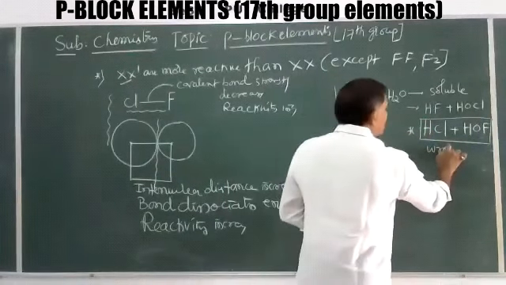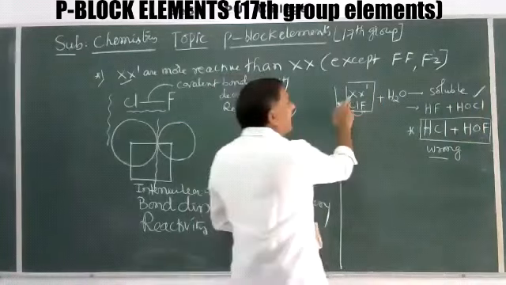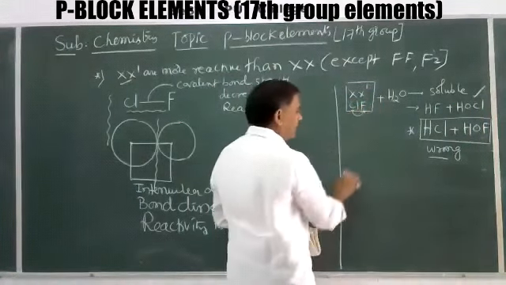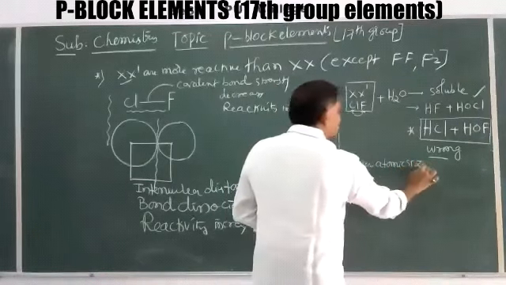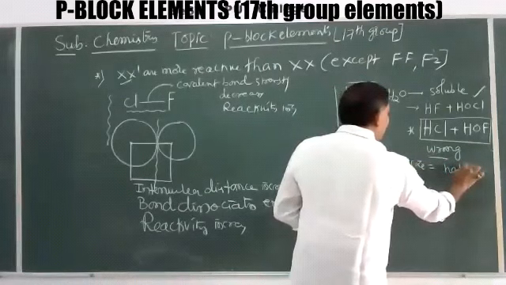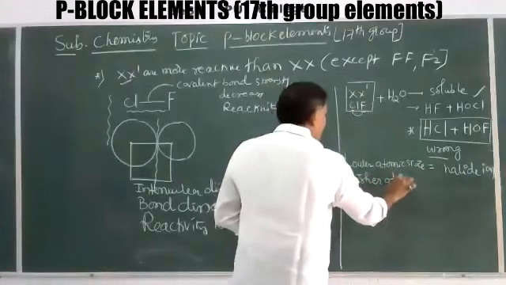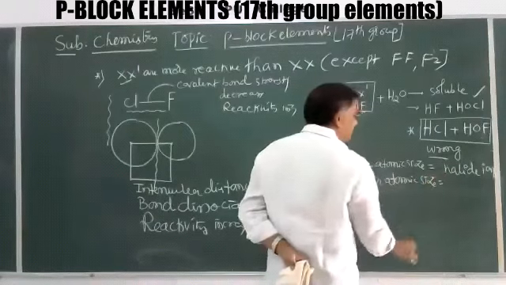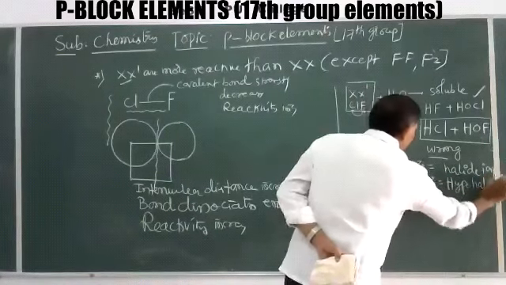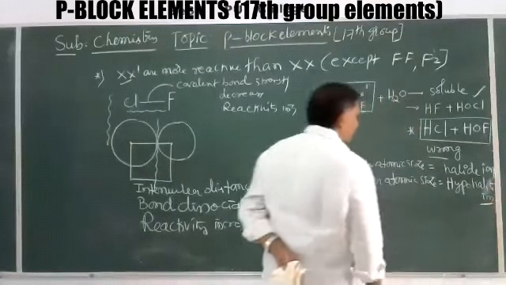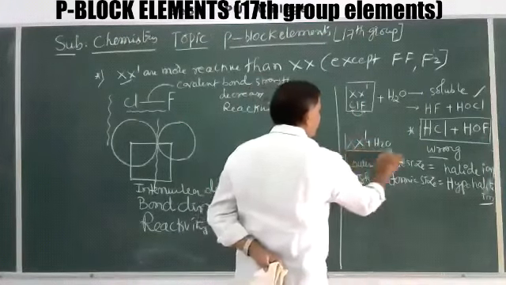This is wrong products, wrong explanation. This is the correct analysis. When XX' interhalogens are dissolved in water, the lower atomic size element gives a halide ion, and the higher atomic number or higher atomic size halogen gives a hypohalite ion. Very, very important. This is the relation between XX' and water. Very, very important.